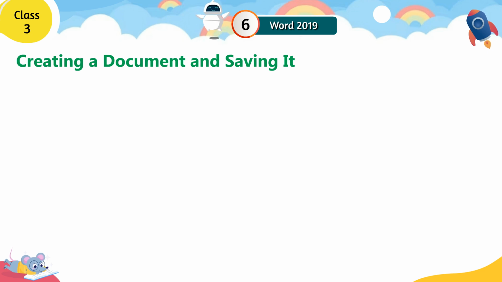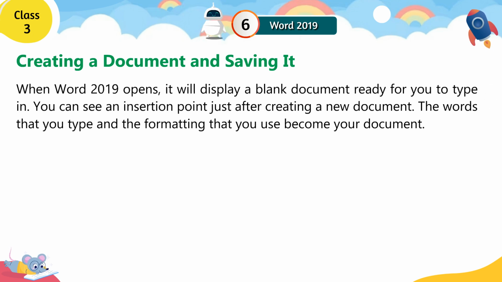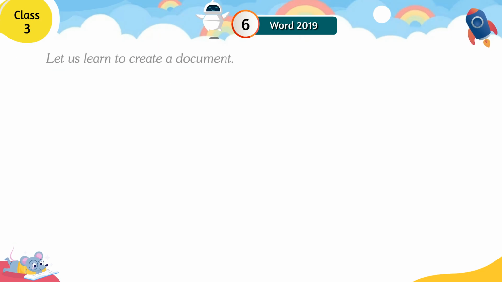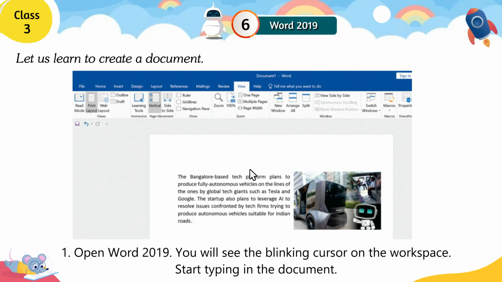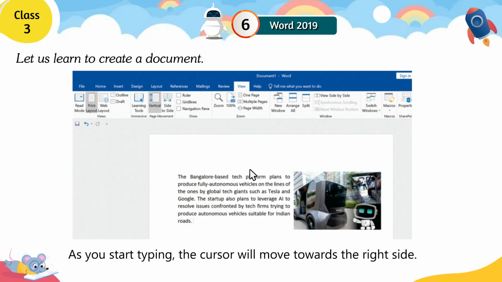Creating a document and saving it. When Word 2019 opens, it will display a blank document ready for you to type in. You can see an insertion point just after creating a new document. The words that you type and the formatting that you use become your document. Let us learn to create a document. Step 1. Open Word 2019. You will see the blinking cursor on the workspace. Start typing in the document. As you start typing, the cursor will move towards the right side.